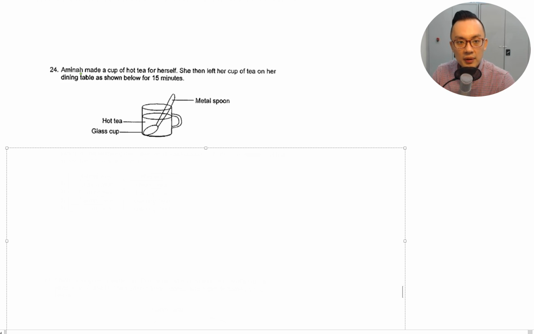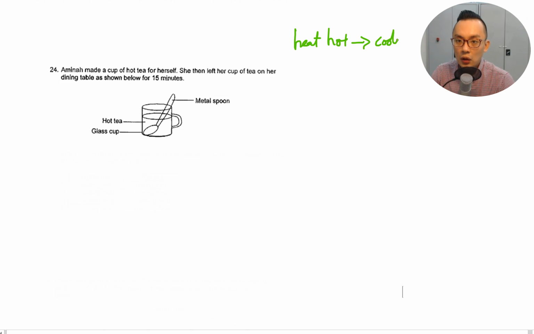Amina made a cup of hot tea for herself. She then left her cup of tea on her dining table as shown below for 15 minutes. So there's a metal spoon, hot tea, glass cup. Just a gentle reminder that heat is always transferred from the hotter to the cooler. In this case, you have hot tea, you have a glass cup. So the heat from the hot tea will be transferred to 2 places. One of them is the glass cup, which will then become hot, and the other one is the metal spoon, which will also become hot.